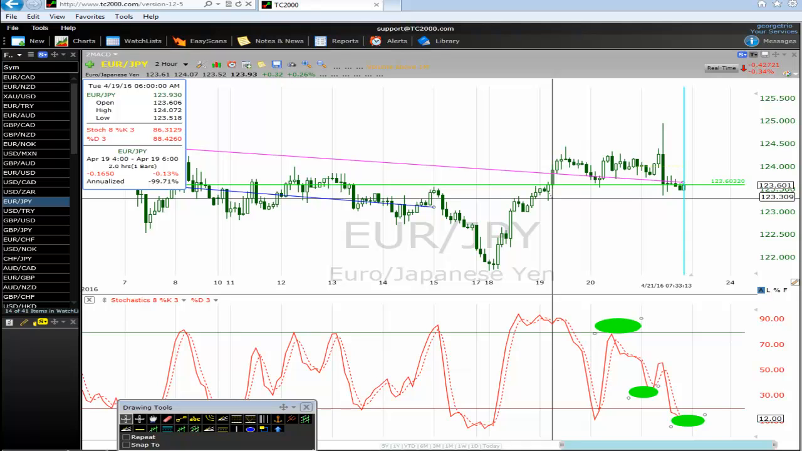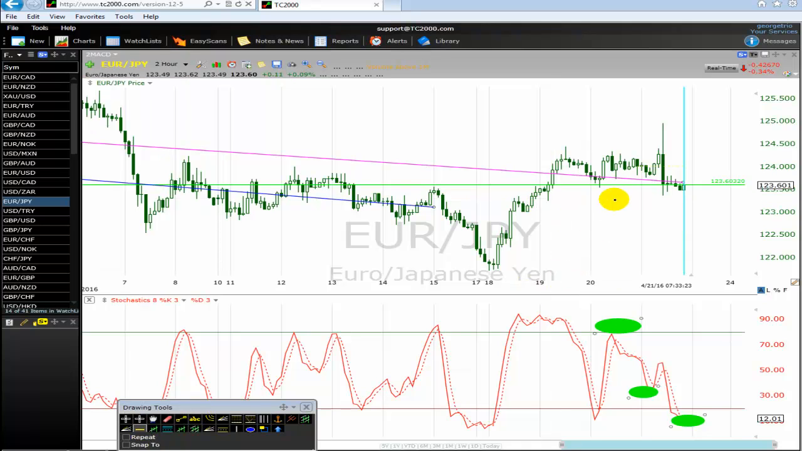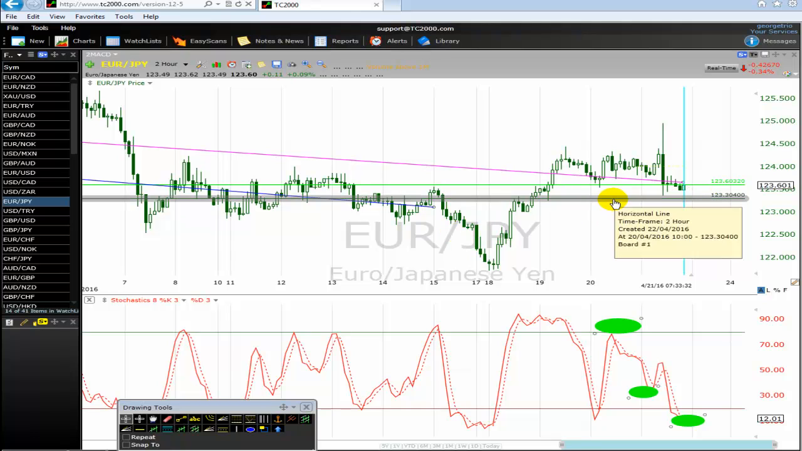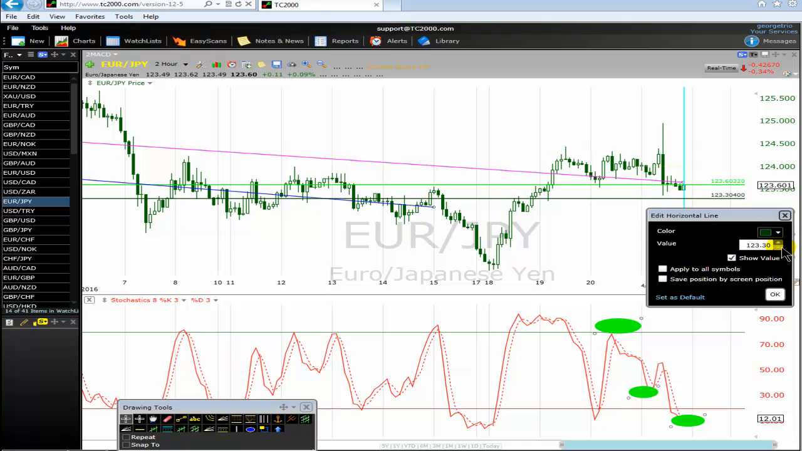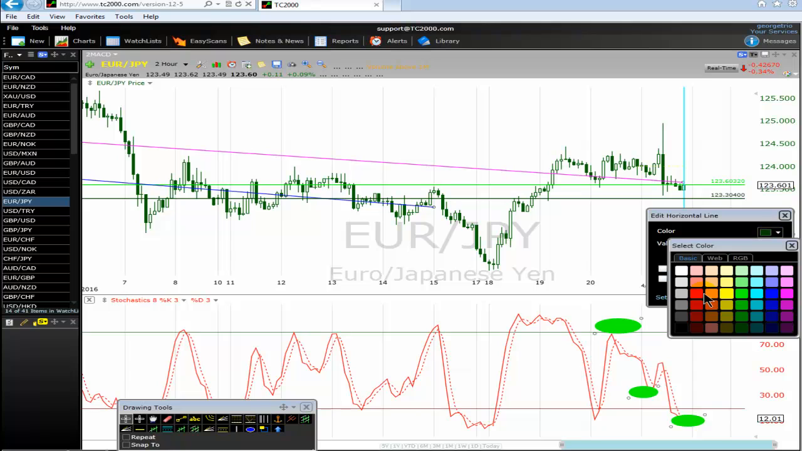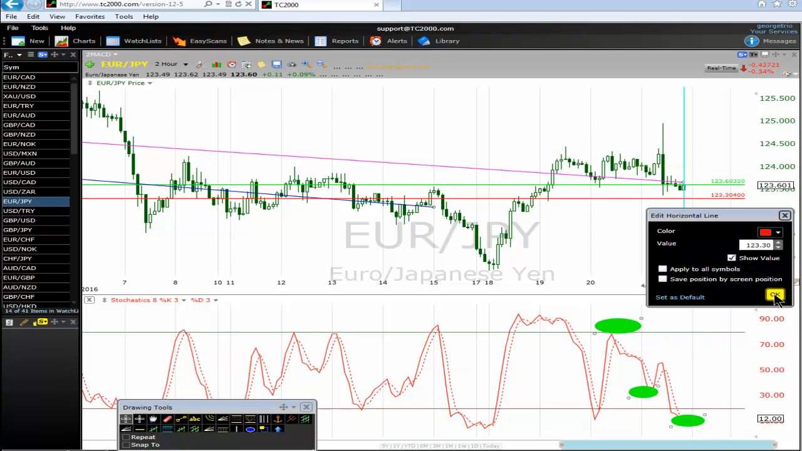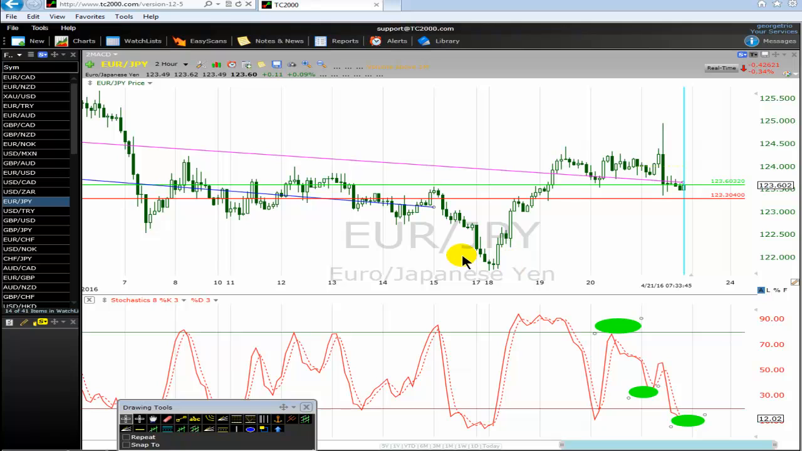30. That's 1, 2, 3. My stop loss will be set at 30 pips. Okay, because of the characteristic of this currency pair, the euro-yen is quite volatile. Even 30 pips is not enough for this trade, but I will set it now at 30. My stop loss. Okay, this is my stop loss right there.